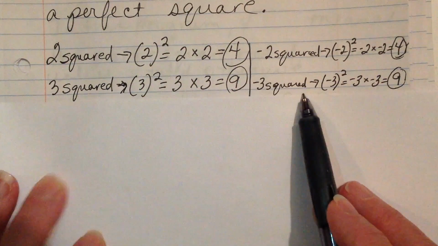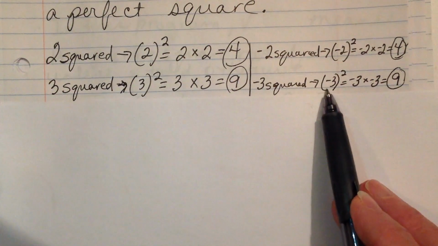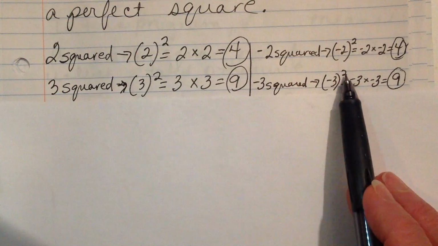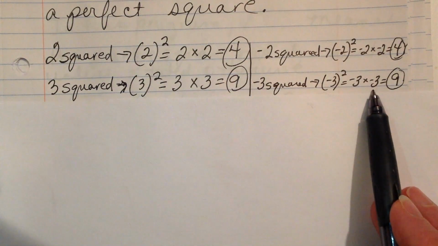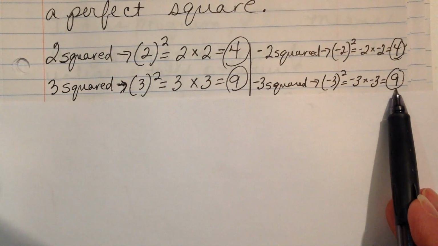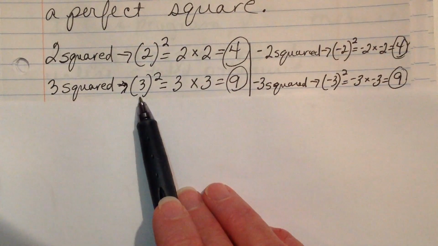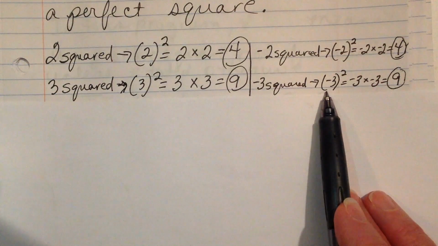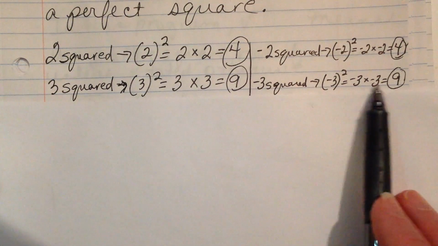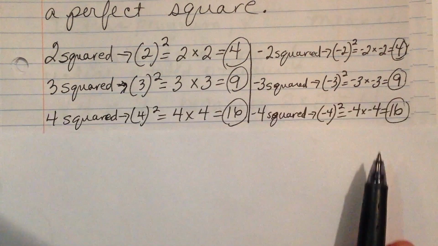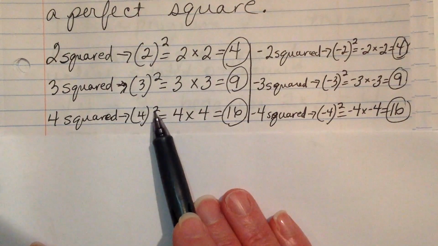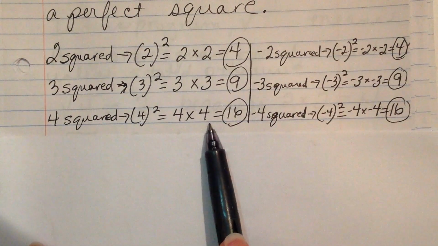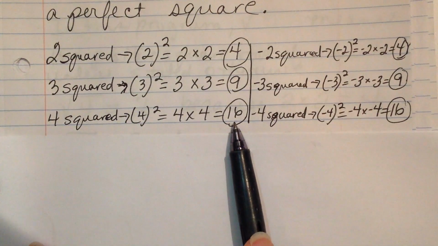Negative 3 squared. Negative 3 inside the parentheses raised to the second power means negative 3 times negative 3, which gives you positive 9. So whether you square positive 3 or negative 3, you still get 9. 4 squared. 4 to the second power is 4 times 4, or 16.